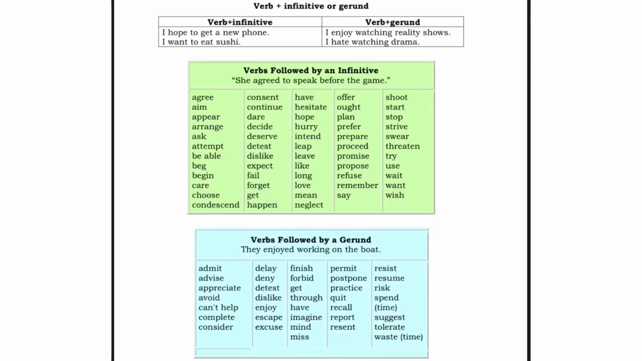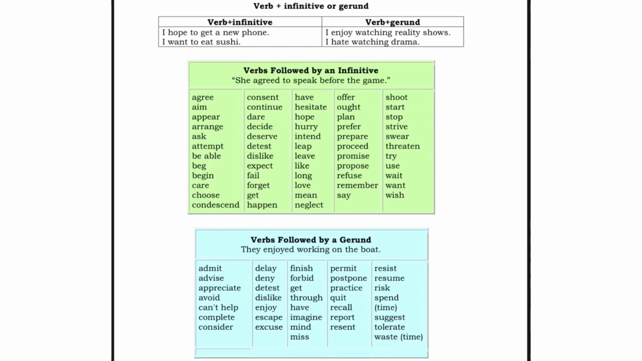Now let's move to grammar. Infinitive or gerund. Infinitive is a verbal consisting of the particle to and the simple form of a verb, also known as the bare infinitive. Infinitive can also be accompanied by an object or modifiers. The infinitive accompanied by an object or modifier forms a phrase called an infinitive phrase. Infinitive can function as a noun, adjective, or adverb.